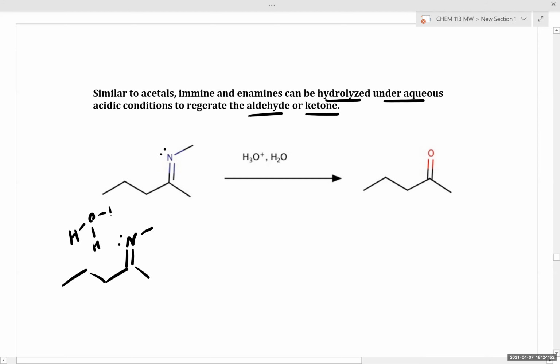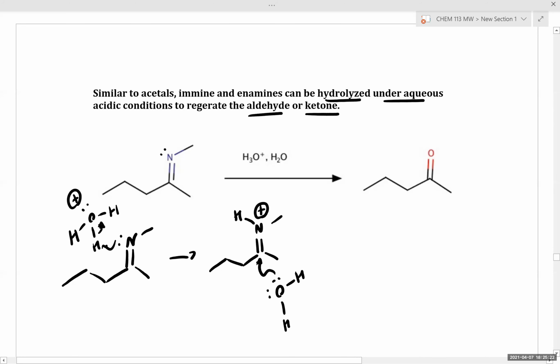So in order to activate our imine carbon, we're going to protonate our imine nitrogen. We've now activated the imine. It's now a much more effective electrophile because we now have an iminium ion. From there, water will attack the electrophilic imine carbon. And we get a tetrahedral intermediate.